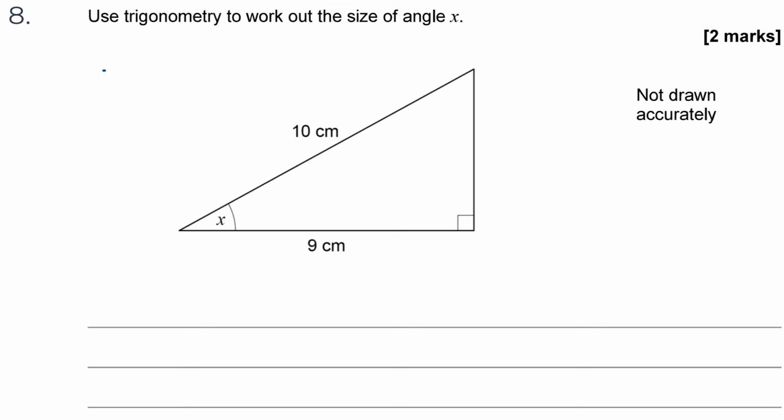Use trigonometry to work out the size of angle x. Okay? Right, so trigonometry is a right angle triangle, so it's about SOH CAH TOA, isn't it? Is that how you remember it?